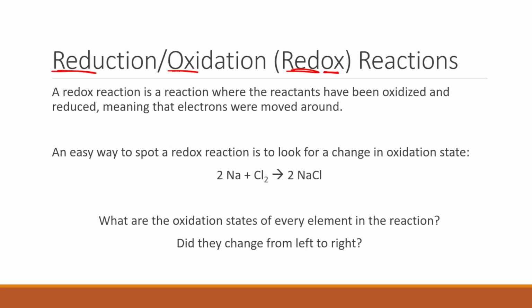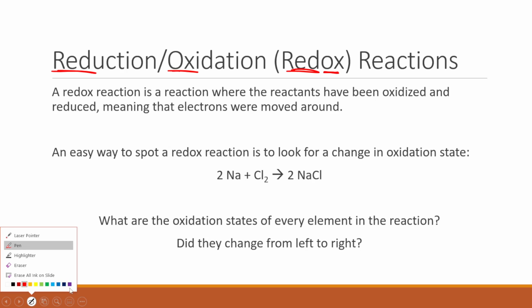A redox reaction occurs when one part of the reactants is oxidized and another part of the reactants is reduced. So it takes the reduction and the oxidation, those two half reactions, and it smushes them back together to make the whole reaction, the redox reaction. When we're looking for a redox reaction, we are looking for substances to change their oxidation states.